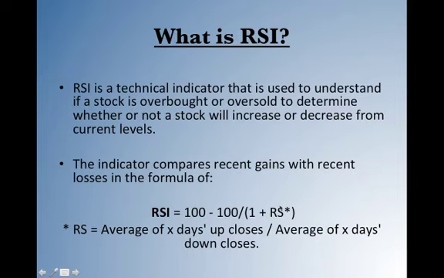And what that means is, over the last 100 days, you take the average number of days it's closed up divided by the average number of days it's closed down, and that will give you a relative strength. And this will give you the RSI.